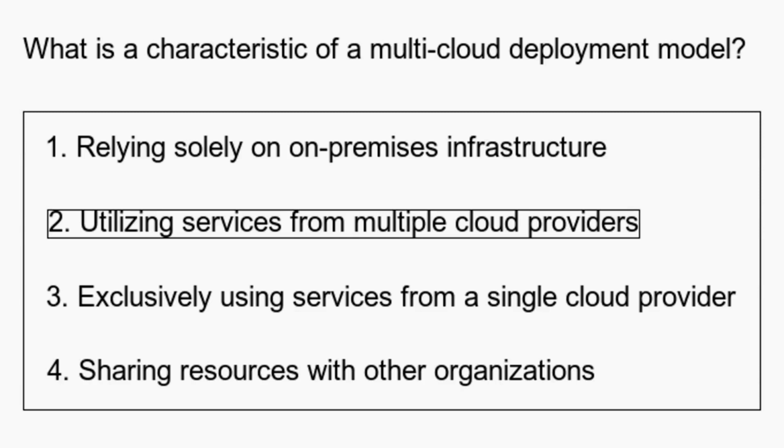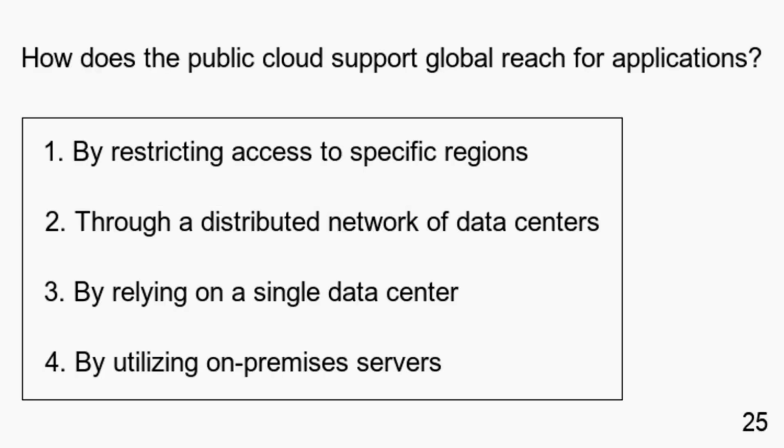In a multi-cloud deployment, organizations use services from multiple cloud providers to leverage diverse features and avoid vendor lock-in. How does the public cloud support global reach for applications? By restricting access to specific regions. Through a distributed network of data centers. By relying on a single data center. By utilizing on-premises servers.